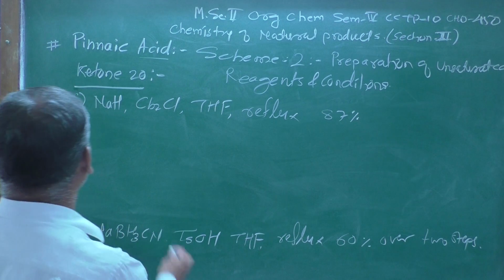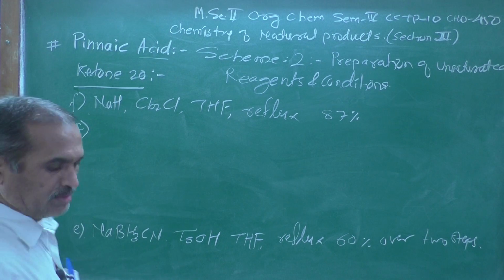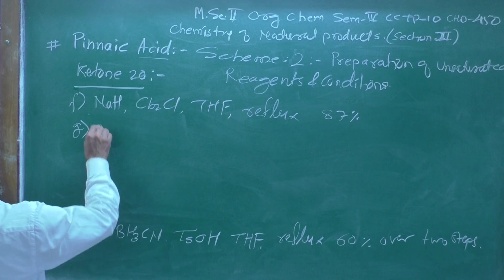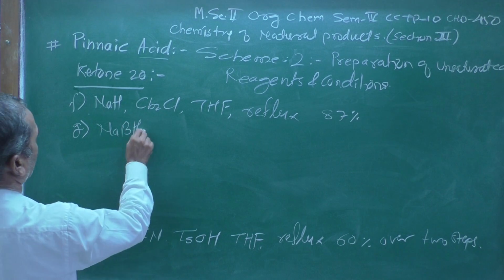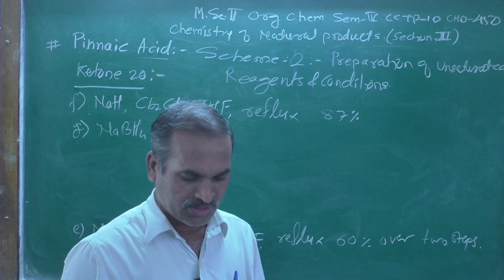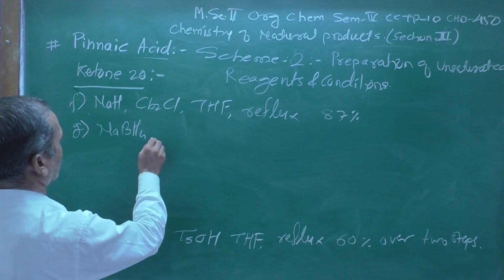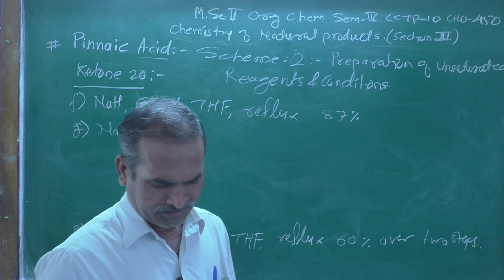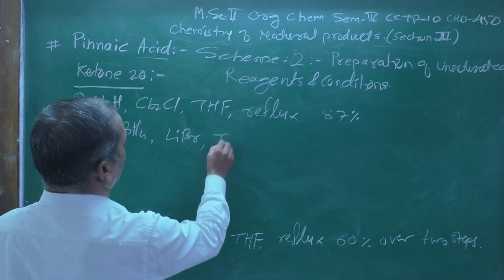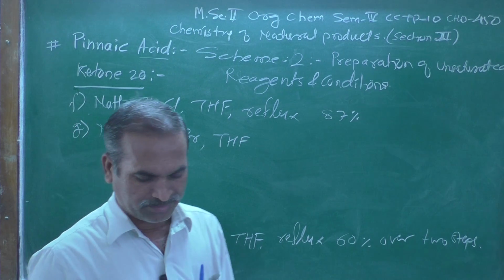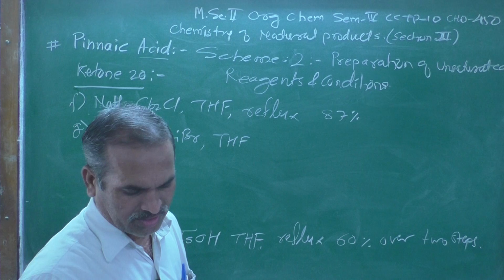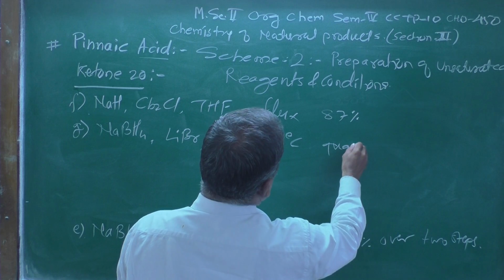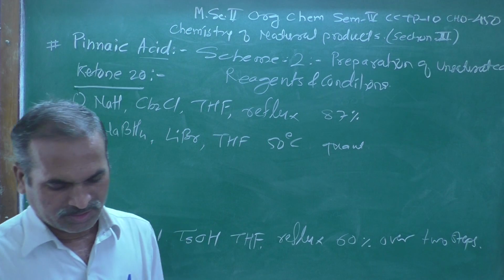Then the next reagent they have used is G reagent. G reagent is nothing but NaBH4, sodium borohydride, which is a reducing reagent, followed by LiBr, lithium bromide. The solvent employed is THF, tetrahydrofuran, and the temperature was kept around 50 degrees centigrade, and they have got a quantitative yield.